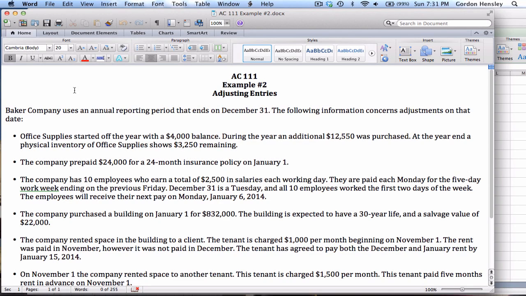This is the video demonstration for adjusting entries. In this video, I'm going to be working the solution to example number 2. In this example, it says the Baker Company uses an annual reporting period that ends on December 31st. So basically, they're using a calendar year. And it says the following information concerns adjustments on that date.